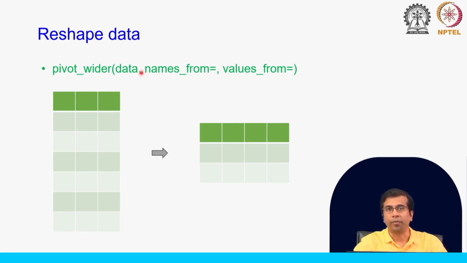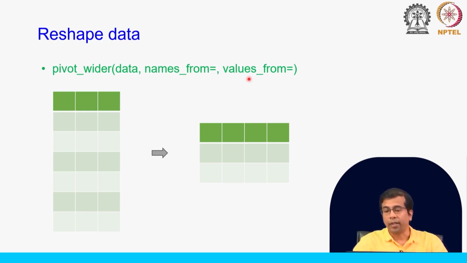For pivot wider, we have the data frame that we have to give, and then the names from, that is, where the names should come from. You have to mention the column from which the names of the new columns will come, and values from, where the values for these new columns should come from. This is something you have to specify. So, we have now seen some functions for reshaping data using the pivot functions. There are many more functions. I will show you in a moment where you can probably find them, maybe just towards the end.